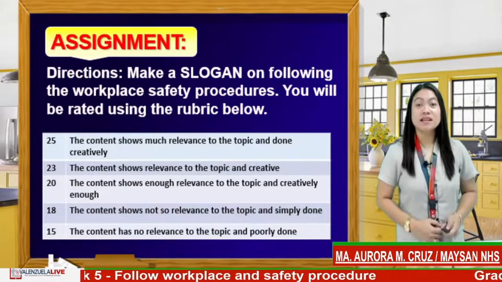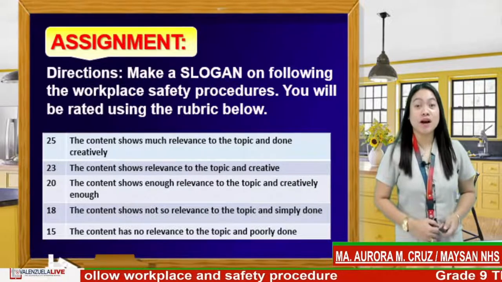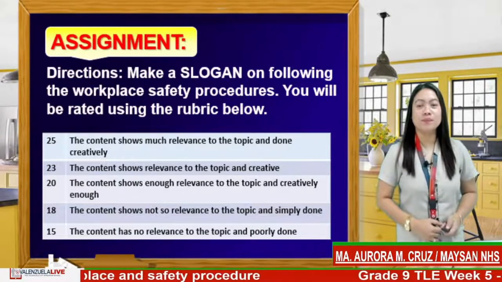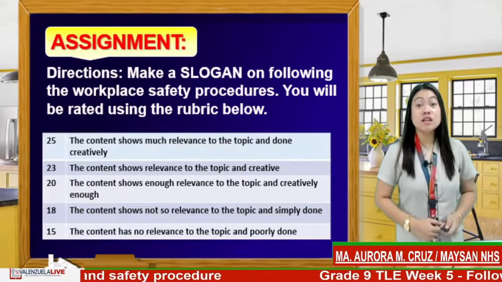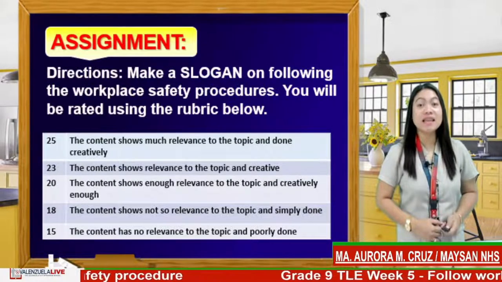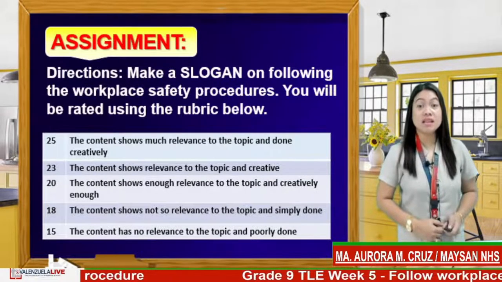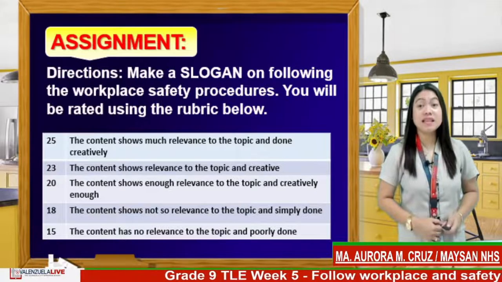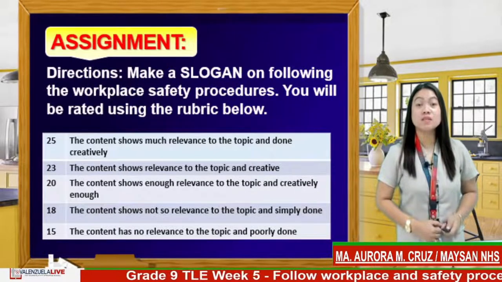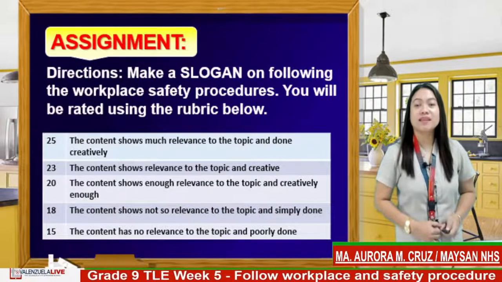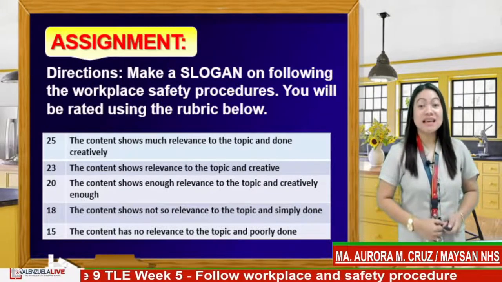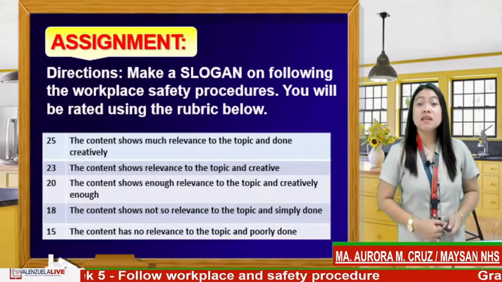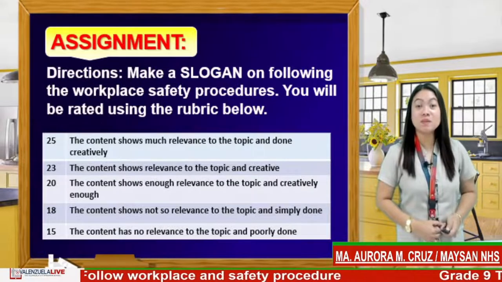For your assignment, directions: Make a slogan on following the workplace safety procedures. You will be rated using the rubric below. 25 if the content shows much relevance to the topic and is done creatively. 23 if it shows relevance and is creative. 20 if it shows enough relevance and is creative enough. 18 if it is not so relevant and simply done. And 15 points if it has no relevance to the topic and is poorly done.